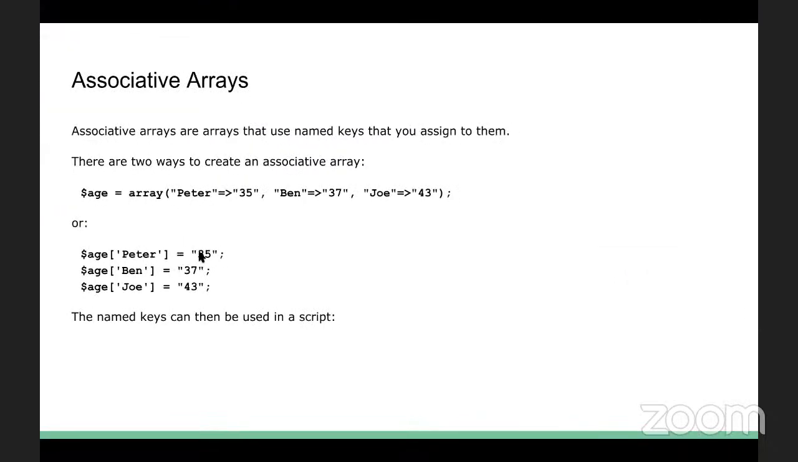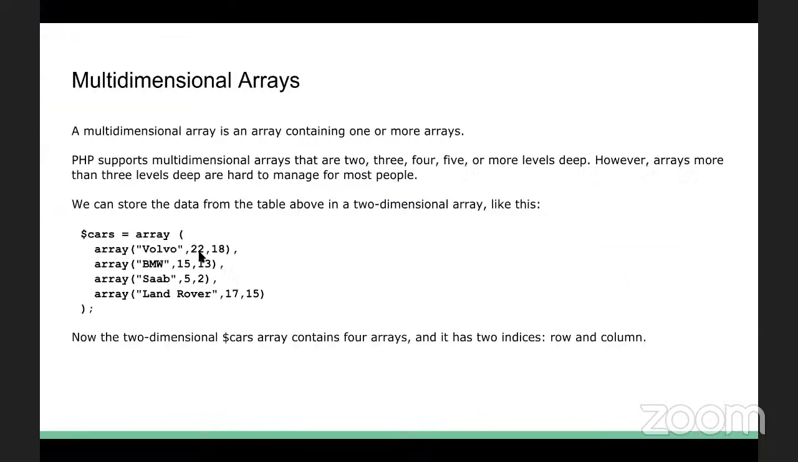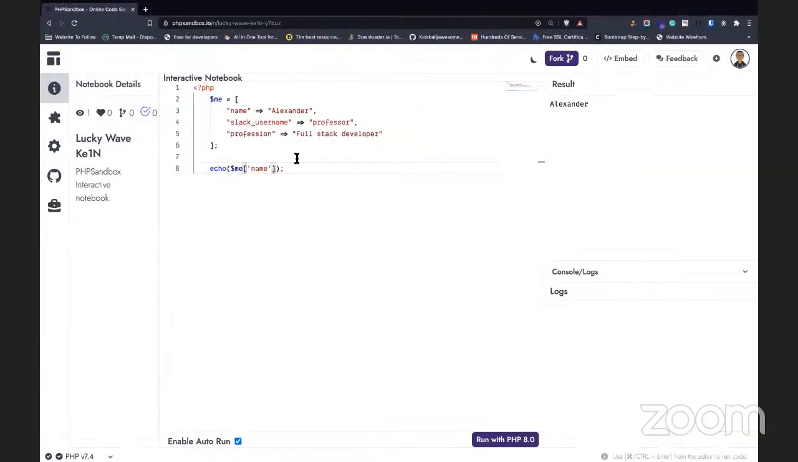Another array we have is called multi-dimension arrays. A multi-dimension array is an array containing one or more arrays. PHP supports multi-dimension arrays two, three, four, or more levels deep, but it's advisable to have a maximum of 5 to help performance. So let's look at another one.